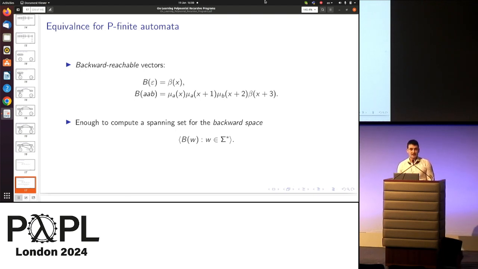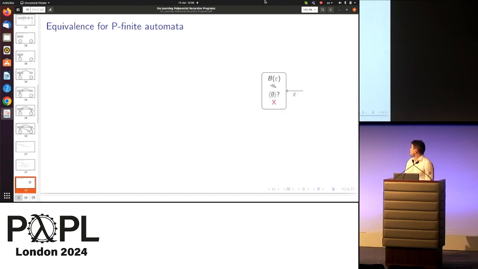This is a very important object in the study of weighted automata. And the algorithm is basically a saturation algorithm. What it does is start with the empty string, and it checks if the backward reachable vector for the empty string is in the span of everything that we have stored so far. For the empty string that would be just the span of the empty set. Well, it's not. Then it will add one letter.